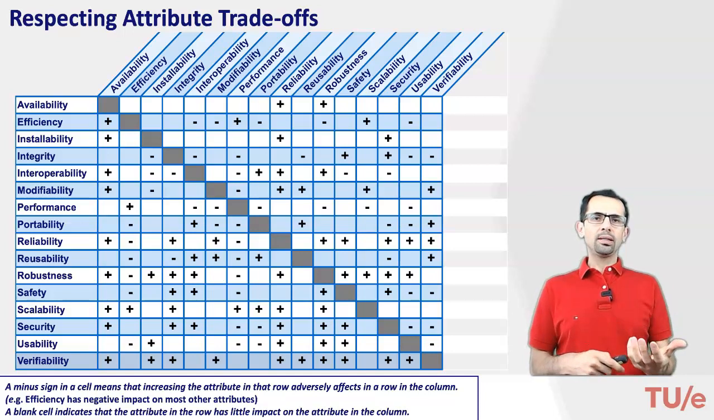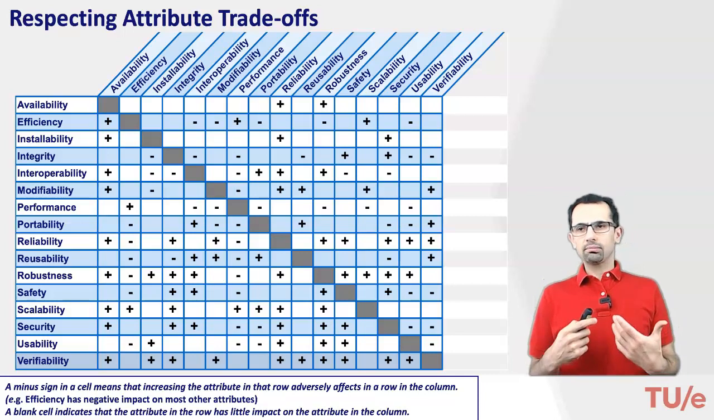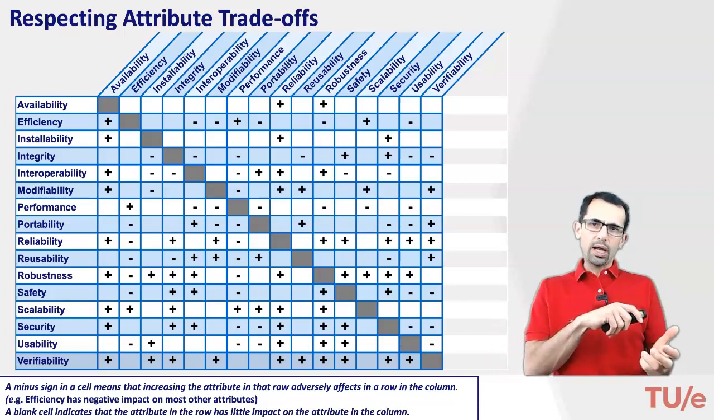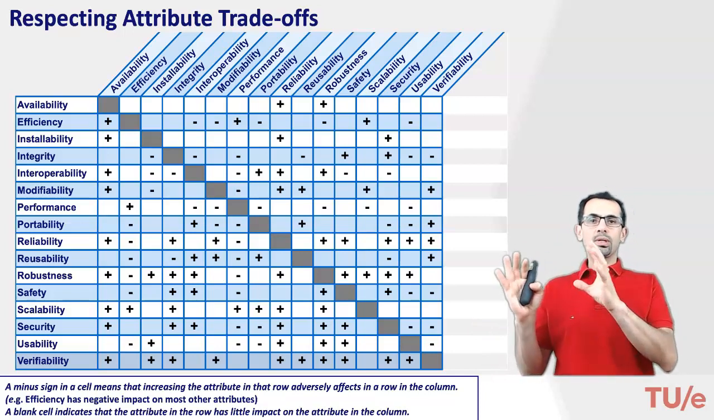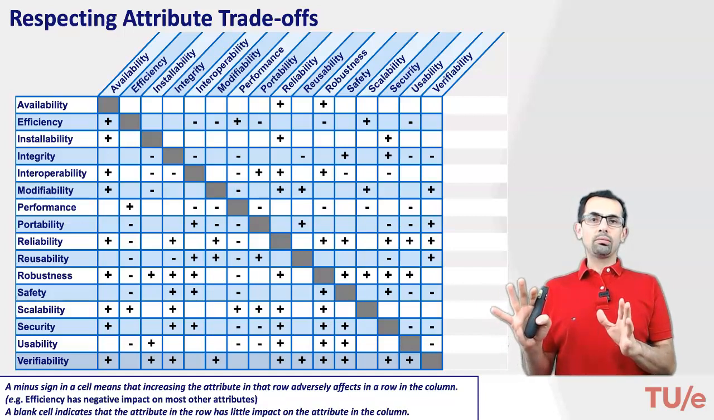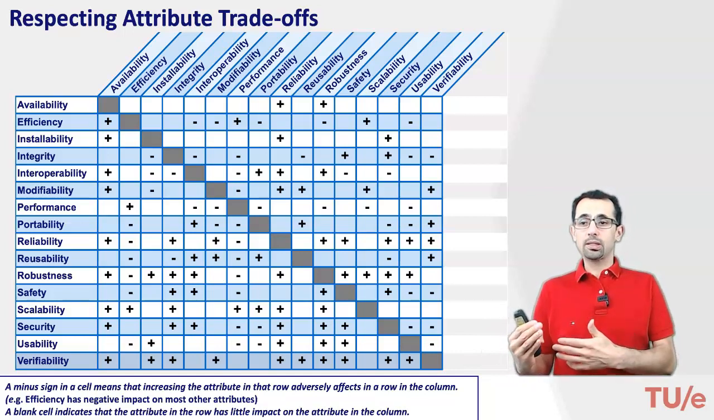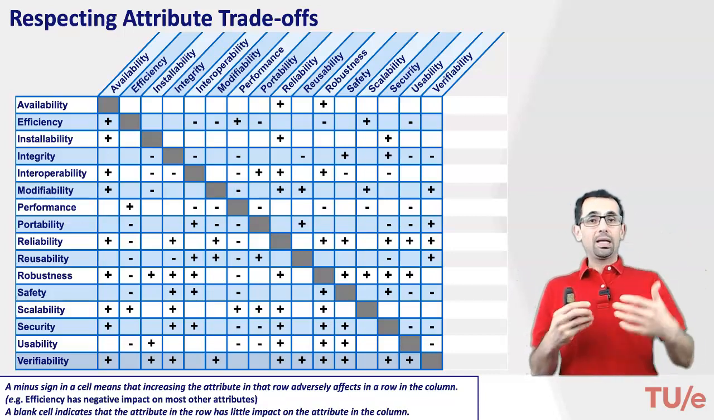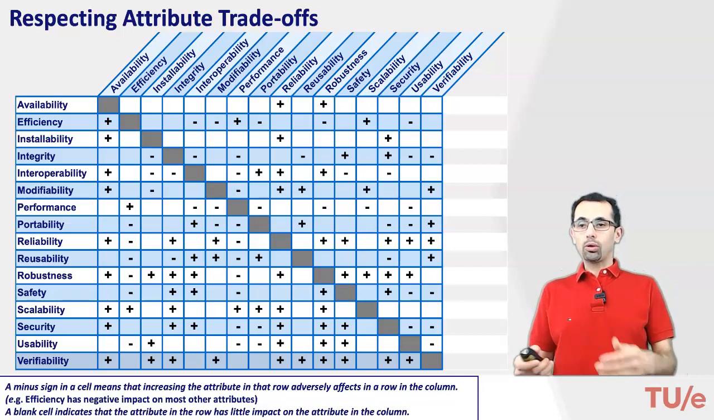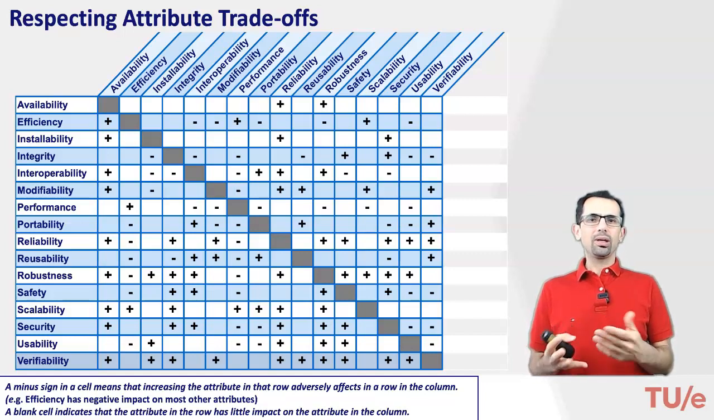I have already hinted, when discussing certain quality attributes, that this quality attribute is closely related to the other one, and so on. This matrix shows in fact the entire picture. They are rarely independent of each other. If you're talking about efficiency, it has a lot to do with performance. In this example, if you increase the efficiency, it's very likely that you will increase the performance, or portability or reliability is negatively correlated with the efficiency.